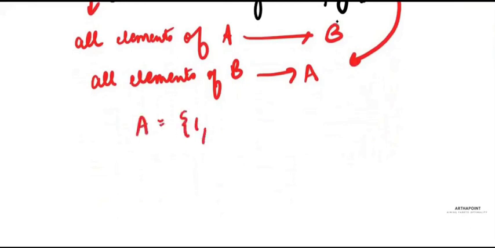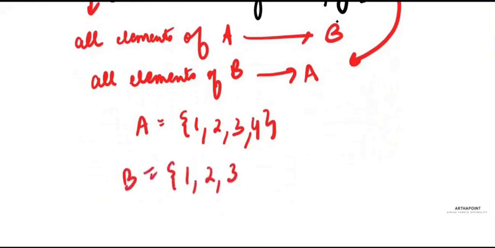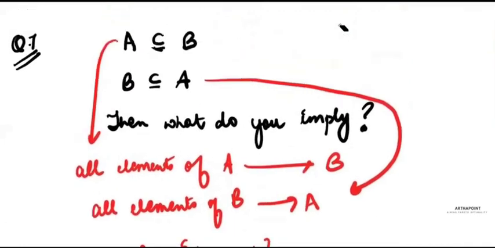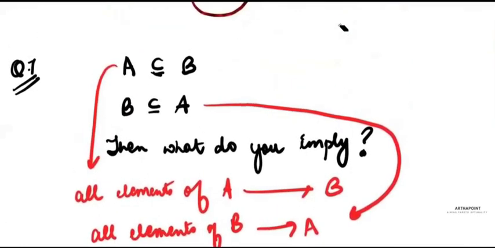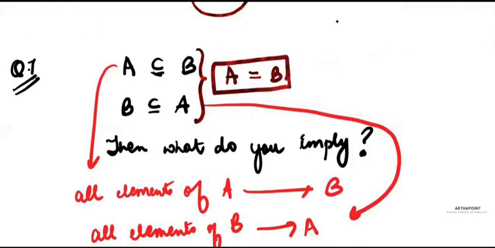Suppose A has 1, 2, 3, 4, and B has 1, 2, 3, 4, 5, then in this case, B cannot be a subset of A, right? Because B has more elements. For B to be a subset of A, B should also have the same elements. So if A is a subset of B and B is a subset of A, we can say that A and B are equal. The two sets are exactly the same. They have all the elements of each other.